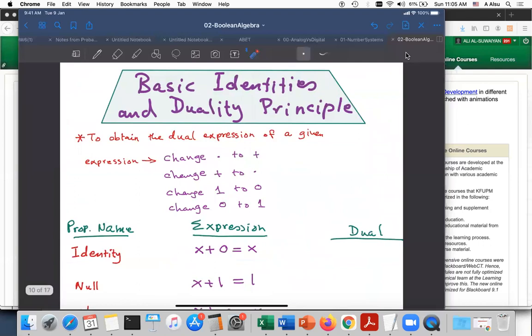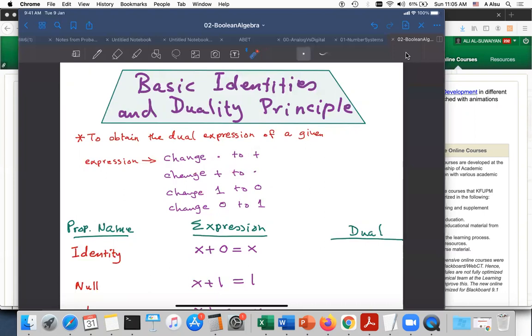So let's turn our attention to the basic identities and the duality principle of Boolean algebra. What do we mean by the duality principle? If you have a Boolean expression and you would like to generate its dual, then you simply switch the ANDs to ORs, the ORs to ANDs, and switch the zeros to ones and the ones to zeros.